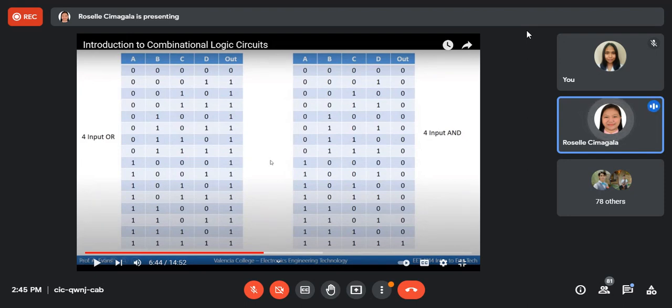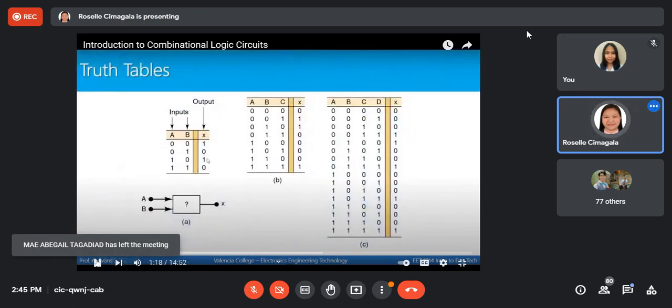So if 4 input combinations, the first combination would be, expect to see at the output. So the 4 combinations are 0 0, 0 1, 1 0, 1 1. So it simply means there are 4. By the way, do you hear me? Do you hear me? Hello?